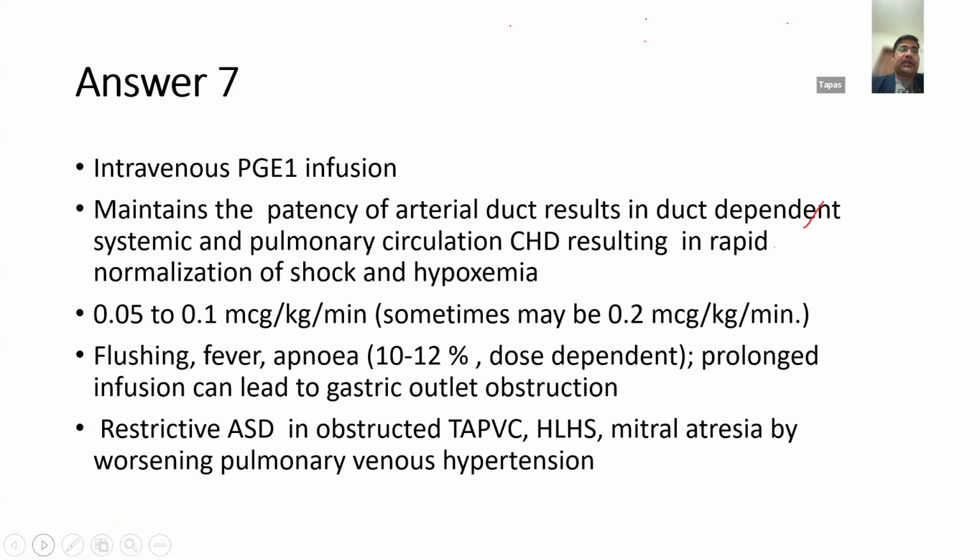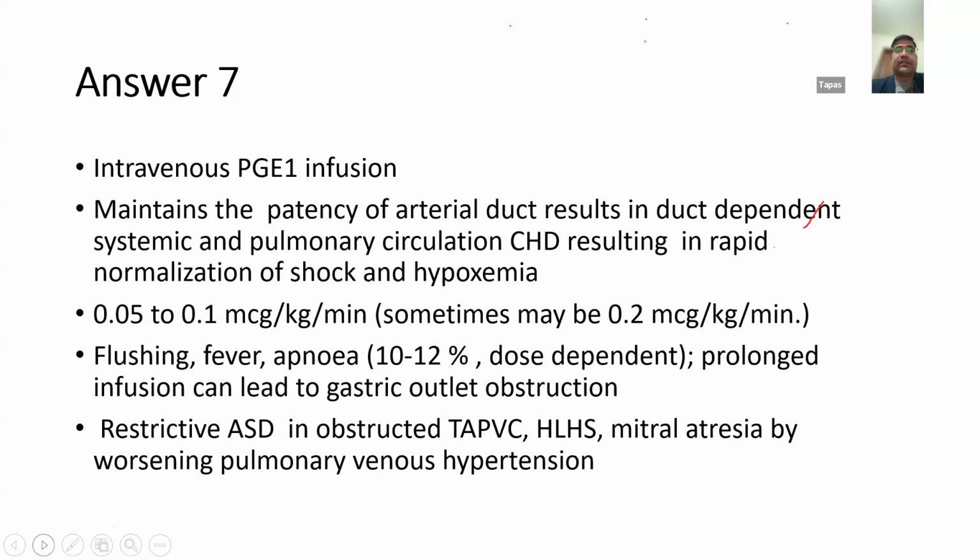So these are all dose dependent effects. Whenever you get a response, you try to reduce the dose of the drug by 0.01 mics per kg per minute to a minimum dose of 0.01 mics per kg per minute. Whenever you bring down the dose to the minimum dose, the chances of developing the side effect, particularly apnea, get minimized. So what are the contraindications or the conditions in which it can show worsening?